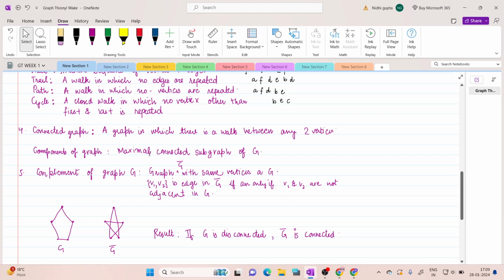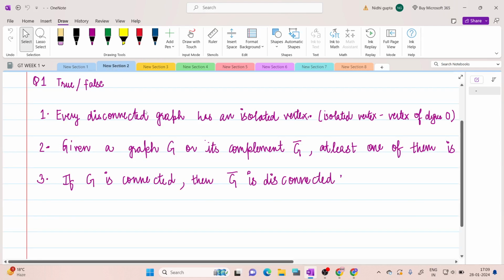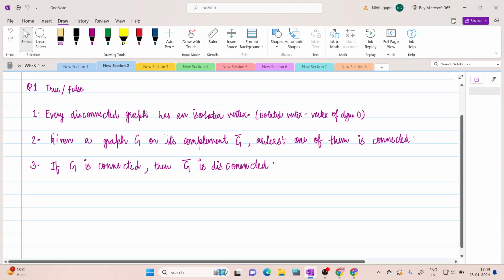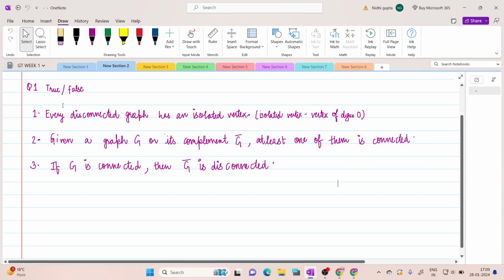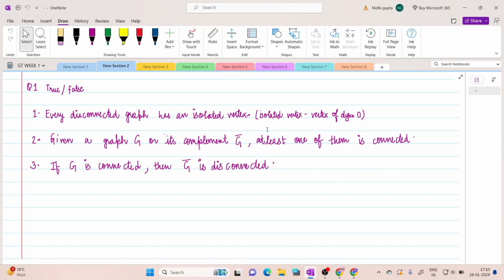Okay, so now first we'll look at some questions on these topics. I have already written the questions, I'll speak them out. You can think about it, and if you have an answer, you can unmute yourself and speak out. The first questions are true and false. Every disconnected graph has an isolated vertex. Isolated vertex means a vertex of degree 0. So is it true or false that every disconnected graph will have an isolated vertex?